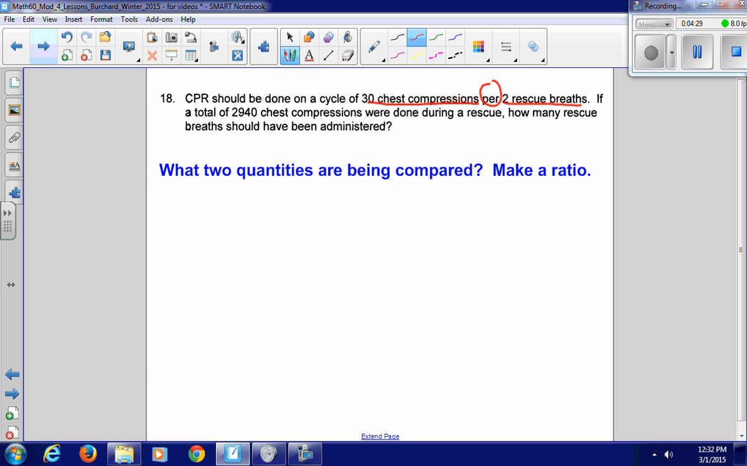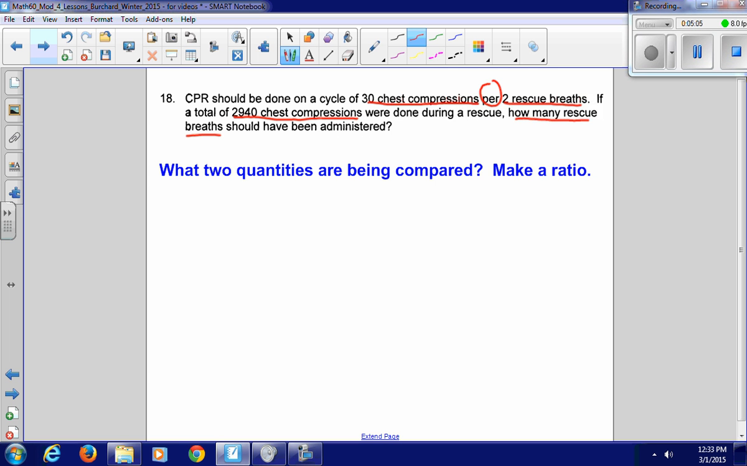And then remember, in order to use ratios to solve it, there have to be 2 sets of those connections. So here we say a total of 2,940 chest compressions, and we want to know how many rescue breaths. So our ratio is going to be chest compressions and rescue breaths. Now here we could write the ratio either way. Remember we talked about how the order in a ratio matters a lot. Here, it doesn't matter which way we put the ratio.